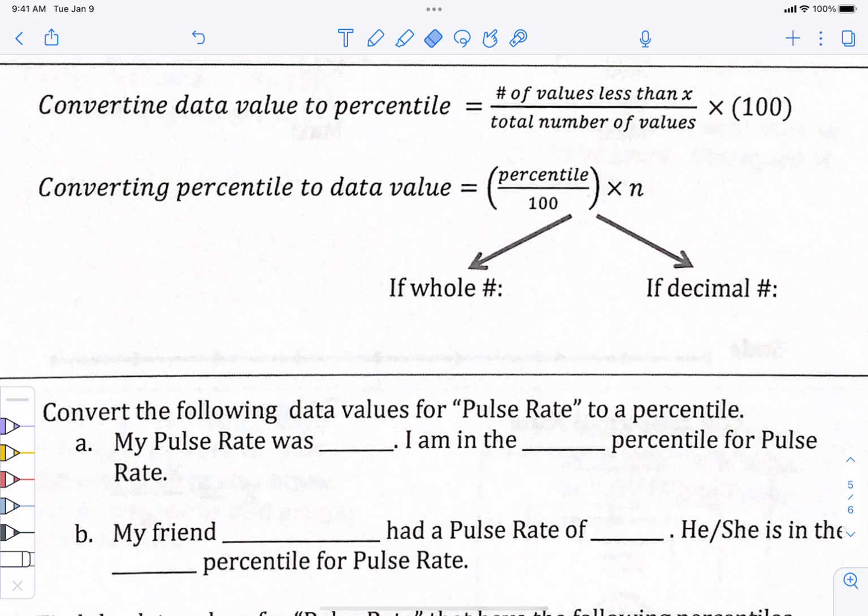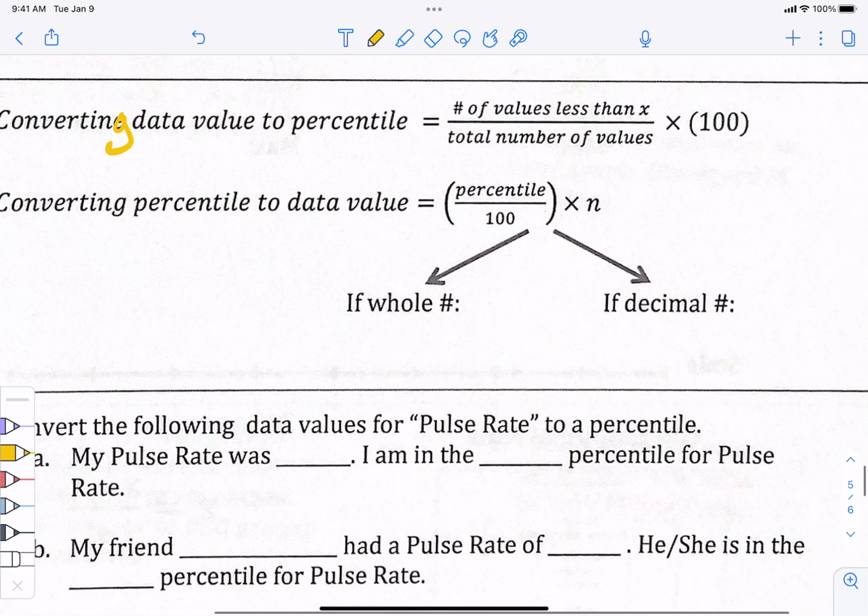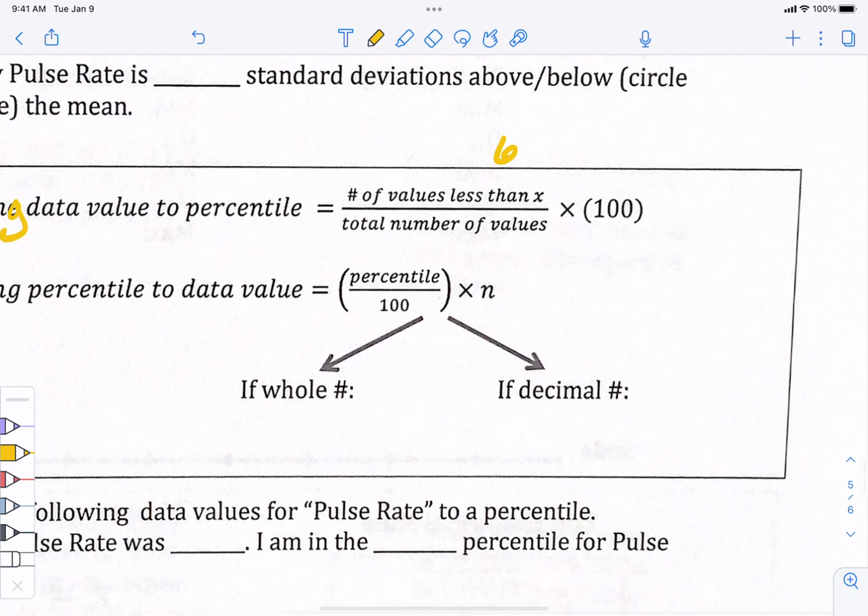Converting data to a percentile. The percentile tells how many values are less than me divided by the total number of values. So if I am the 6th person in the class, like my data value is number 6, I would take 5 and divide by 17 and multiply by 100, and that would tell me what percentile I am, right? If my value is 6th in the class.